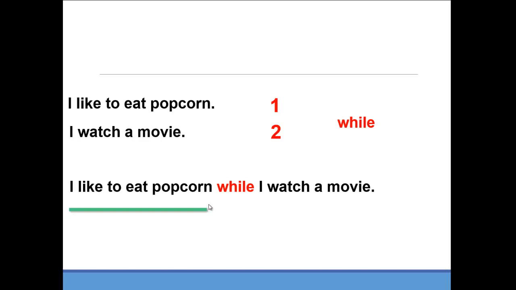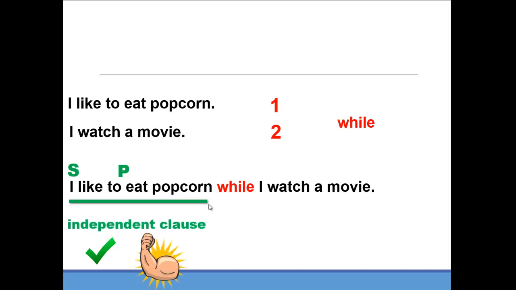Let's check the first part. I like to eat popcorn. I is the subject, like to eat popcorn is the predicate. Can I use this part of the sentence alone? Yes, I can. So what do I call this part? It is the independent clause.